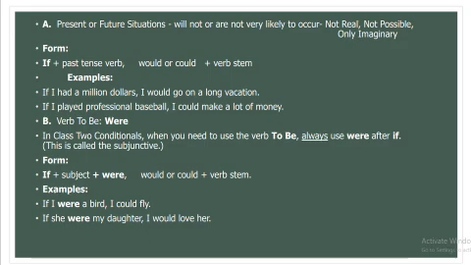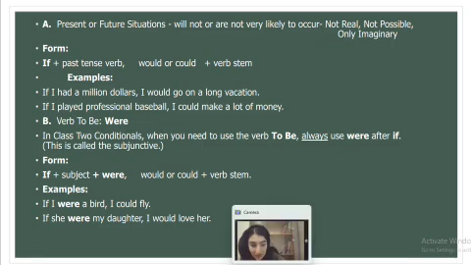In class 2 conditionals, when you need to use the verb to be, we always use were after if. This is called the subjunctive. We can say if, look at the formula, if plus subject plus verb plus comma plus would or could plus verb stem. Look at the examples. If I were a bird, I could fly, and if she were my daughter, I would love her.